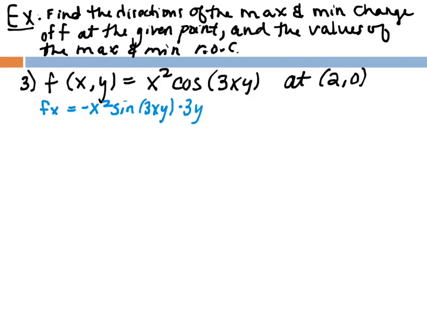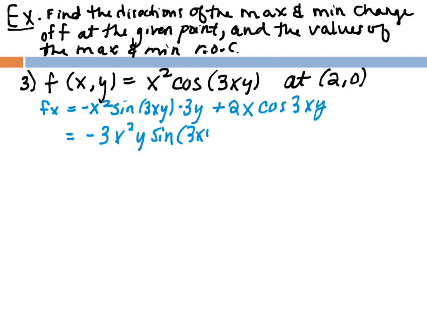Okay, so I put the negative in front at the very beginning. And then I've got my times my 3y, and then what? Right, plus 2x cosine 3xy. We're not going to clean this up too terribly much, but just a touch. So negative 3x squared y sine 3xy plus 2x cosine 3xy.